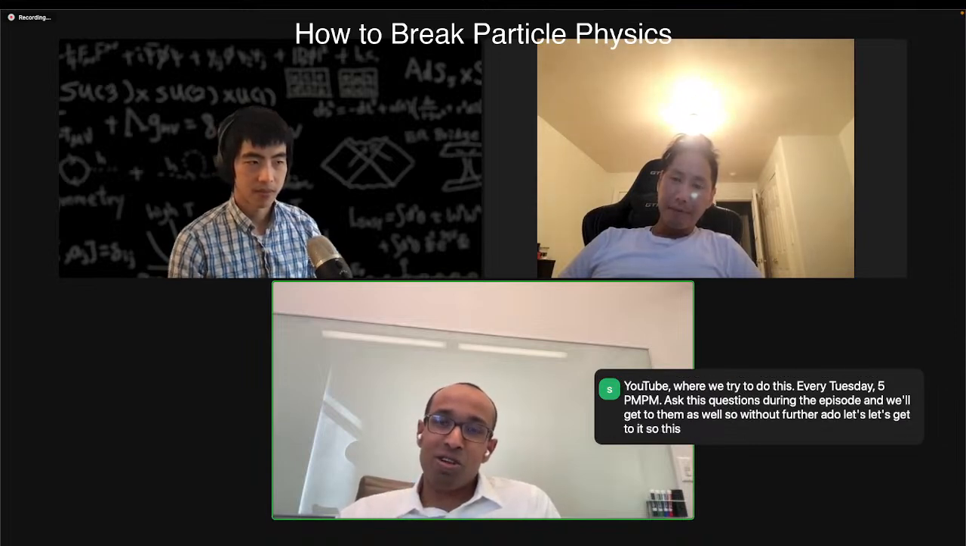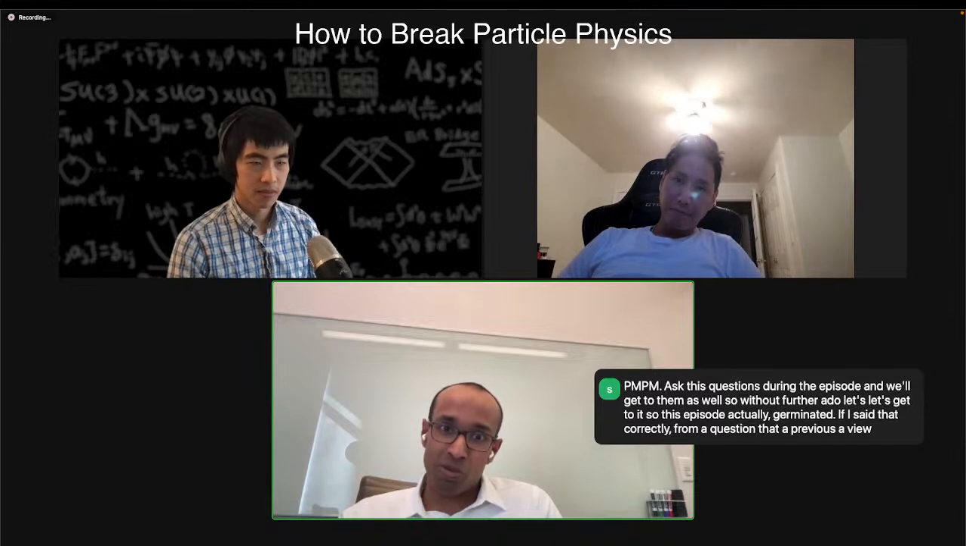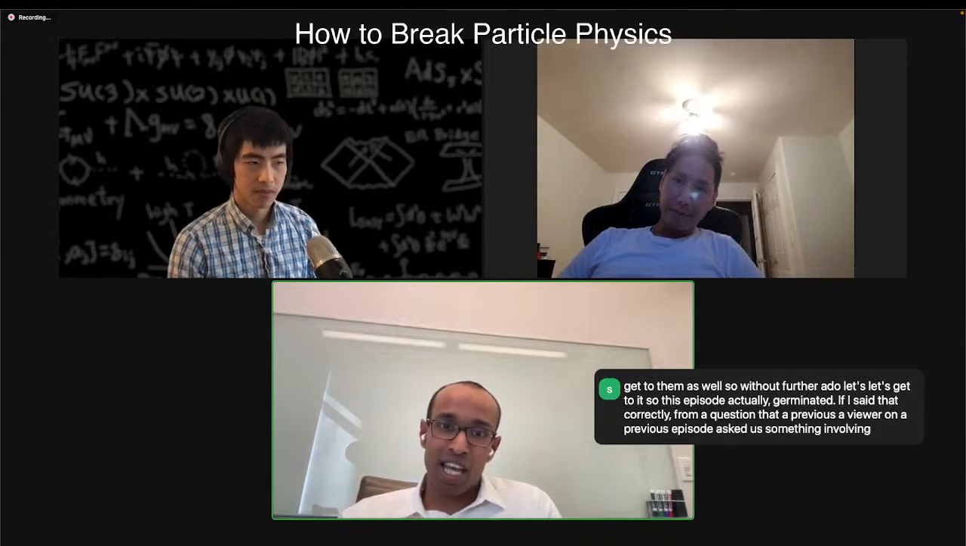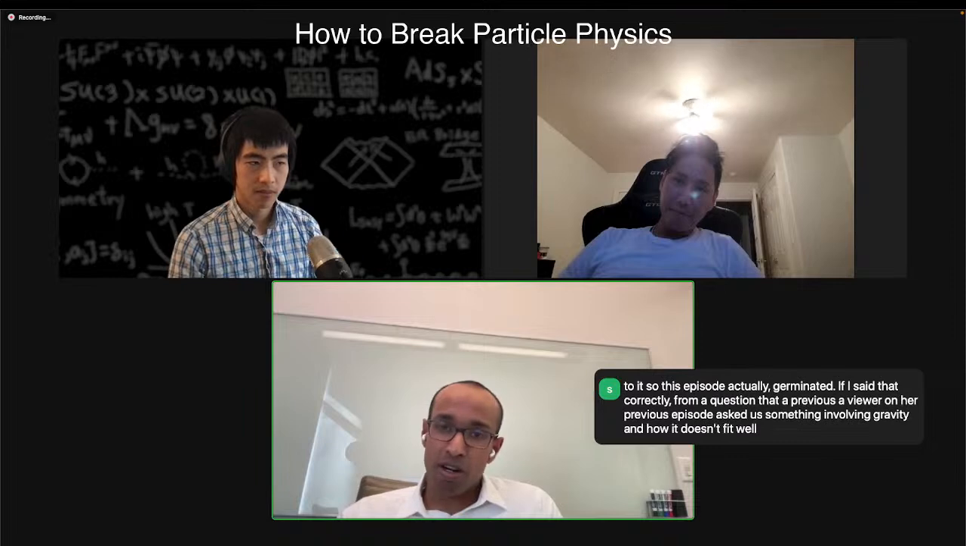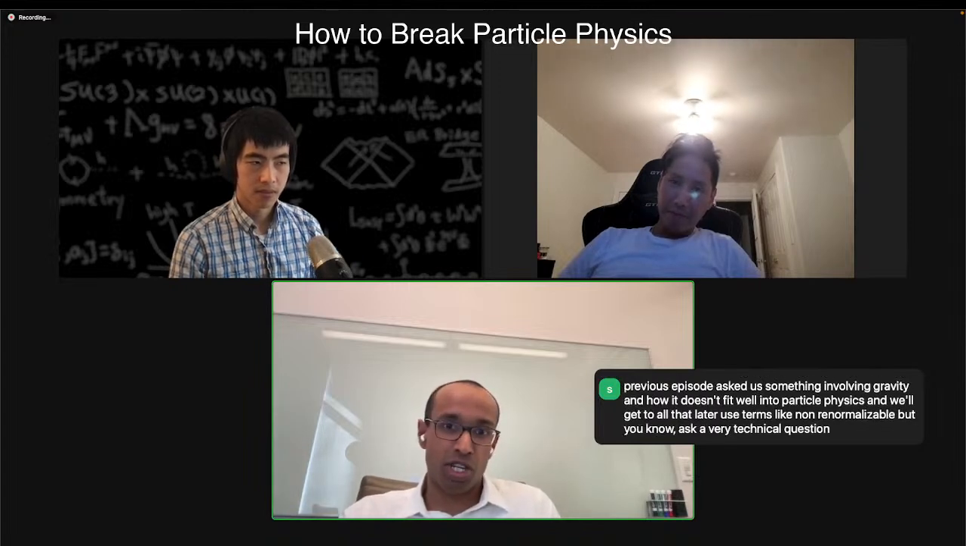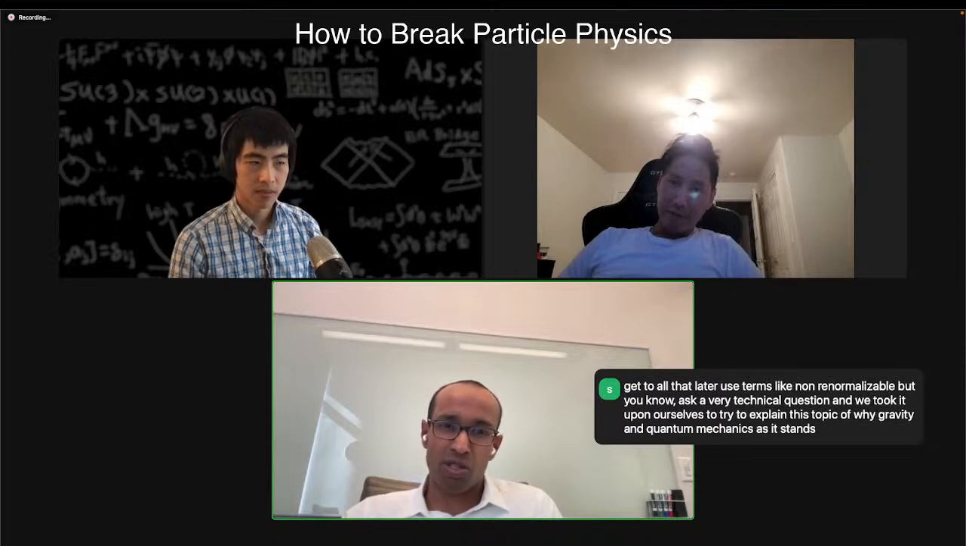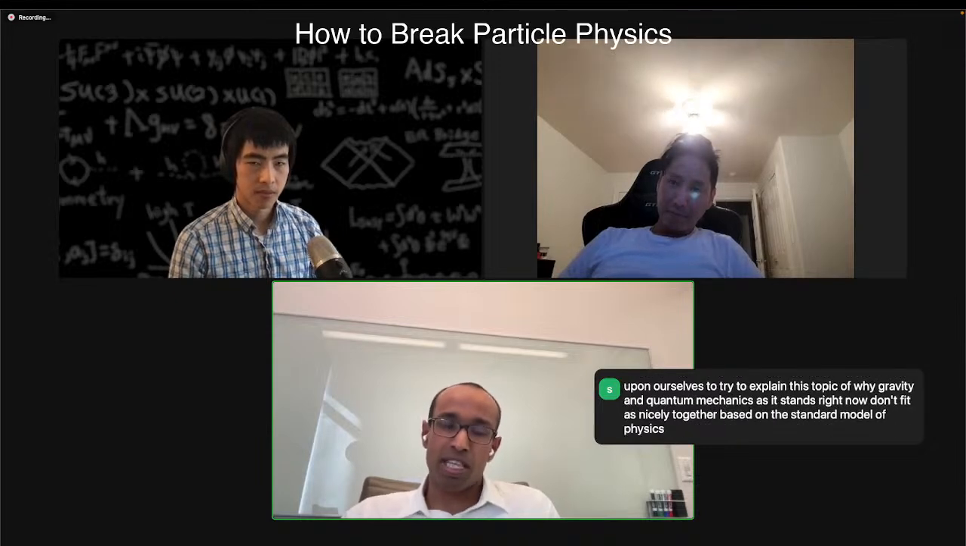So this episode actually germinated, if I said that correctly, from a question that a viewer on a previous episode asked us, something involving gravity and how it doesn't fit well into particle physics. And we'll get to all that later, use terms like non-renormalizable, but it was a very technical question. And we took it upon ourselves to try to explain why gravity and quantum mechanics, as it stands right now, don't fit as nicely together based on the standard model of physics. So we want to break that down and explain why.